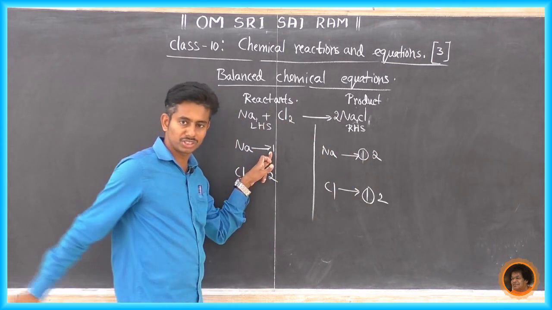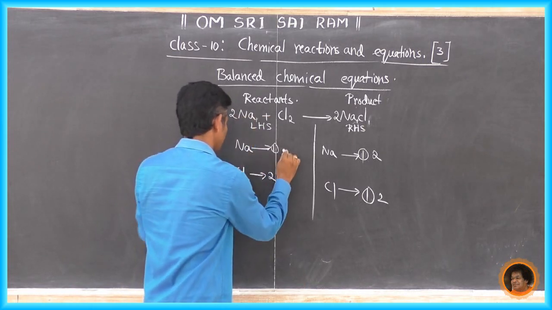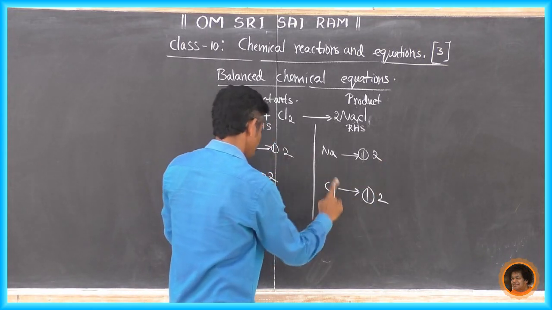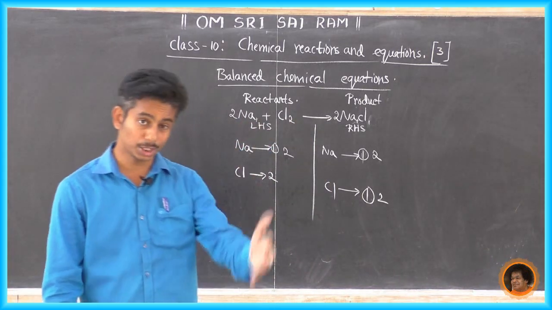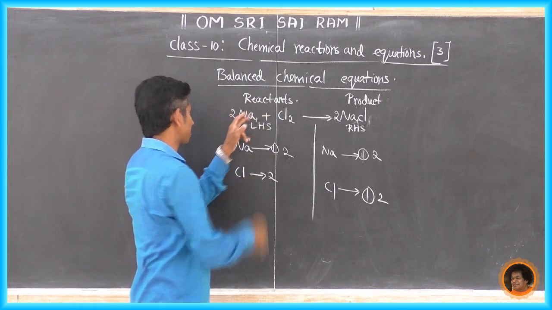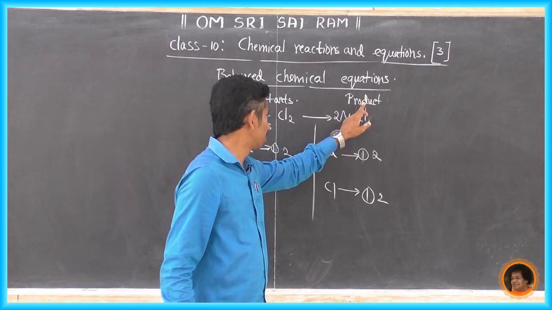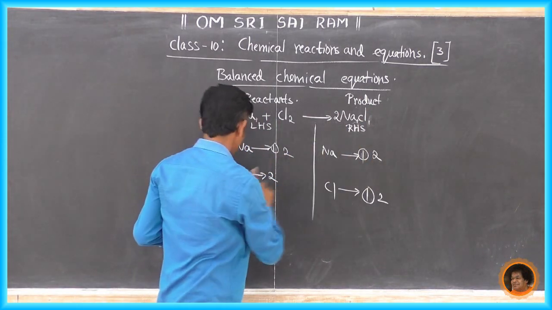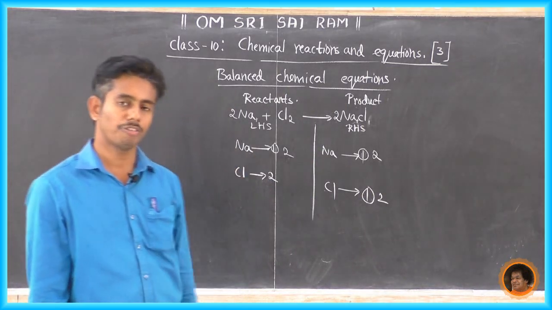How to balance sodium now? Put 2 here, 2 into 1 and it becomes 2. Now it is balanced: sodium 2, sodium 2, chlorine 2, chlorine 2. Now this one is called a balanced chemical equation. Why is it balanced? Because the total mass of the elements present in the reactant part is equal to the total mass of the elements present in the product part. So it is a balanced chemical equation. This is the method of balancing.